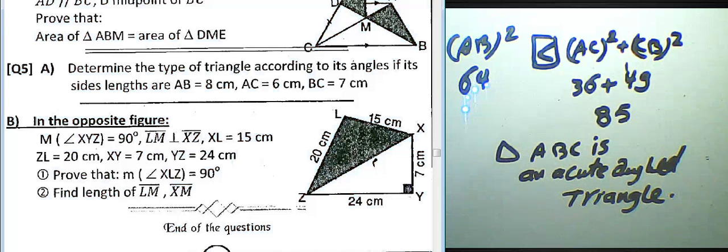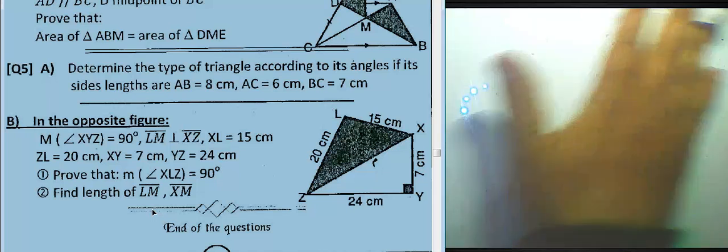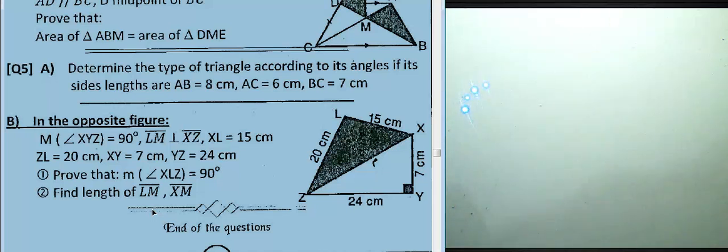Last question here. You want to find the length of LM and XM in this example by using the Pythagorean theorem. We have here 7 cm and 24 cm. We can find the length of XZ, and then he asked about LM and MX. Okay, and then prove that this angle is 90 degrees.